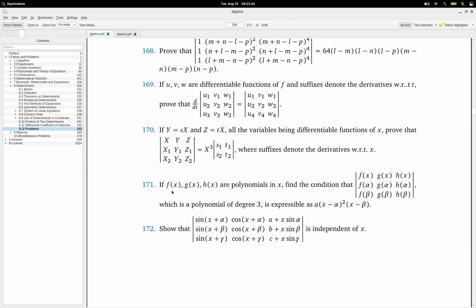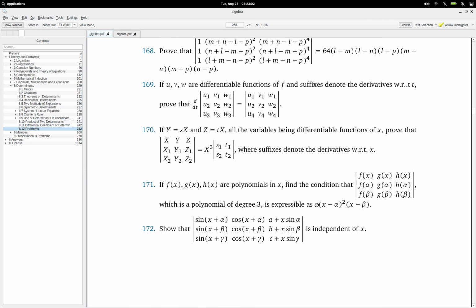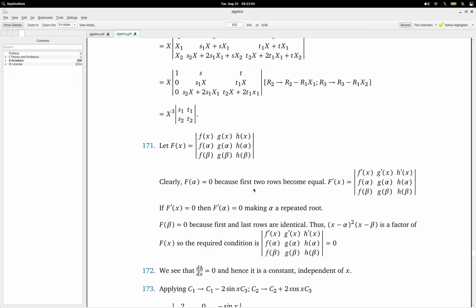Question 171 says that if f of x, g of x, h of x are polynomials in x, find the condition that the determinant with rows f of x, g of x, h of x; f of alpha, g of alpha, h of alpha; f of beta, g of beta, h of beta, which is a polynomial of degree 3, is expressible as a times x minus alpha whole square times x minus beta. So this a may not be there. Okay, we'll see. So this is our capital F of x.